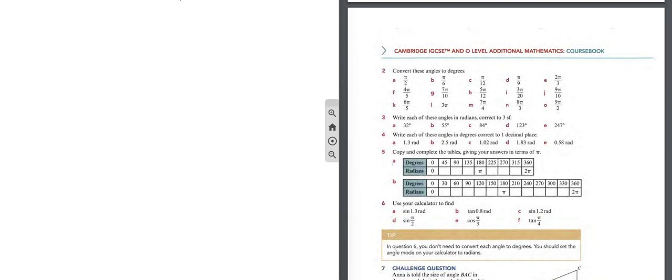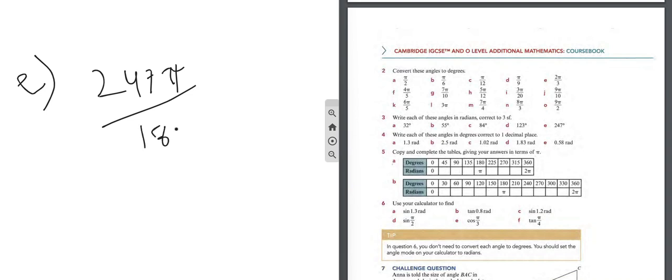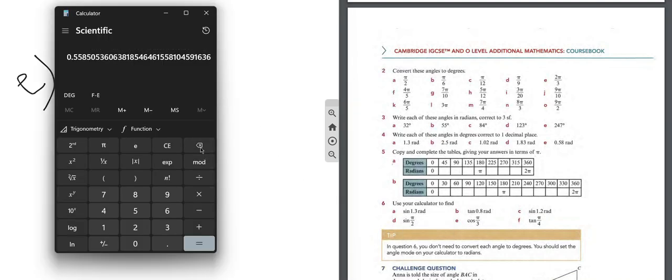Okay, similarly you'll use a calculator. So let us do the E part now because it's harder. 247 pi by 180. Okay, this is interesting. Now in this you can directly use it in a calculator also. That is also okay. Nothing bad in that.